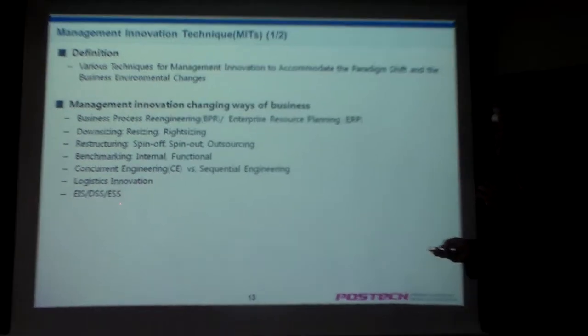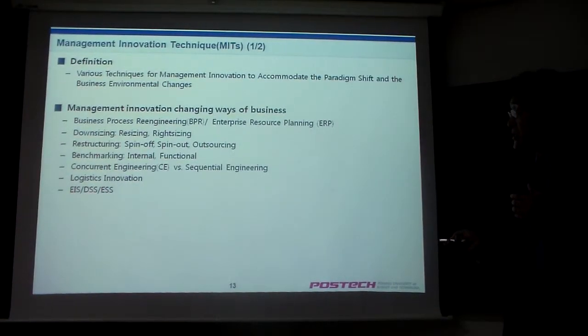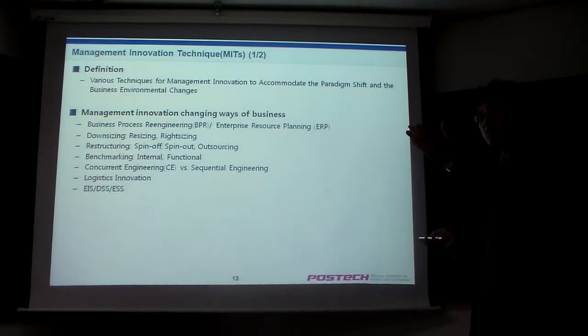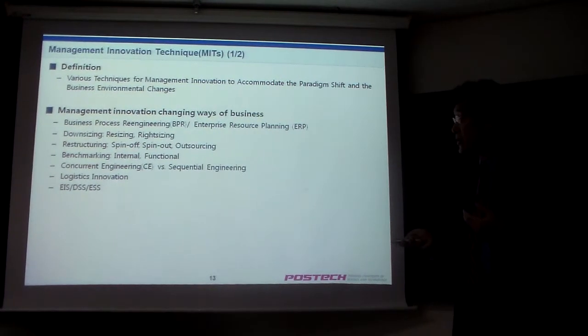The executive support system, probably this is a combination of EIS and DSS. So the computer information system not only feeds the information to the top executive, but the executive can also use it.